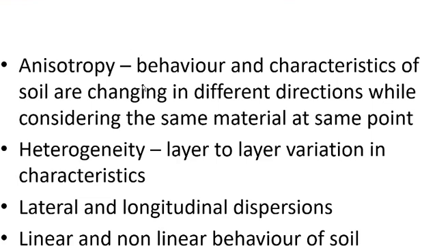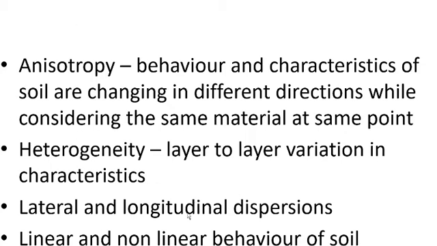So anisotropy is the behavior and characteristics of the soil which are changing in different directions. Can you understand this phenomenon, anisotropy, how it is going to behave? For example, we are only considering one point, and that one point will be behaving differently in the downward direction, in the horizontal direction, and in the lateral direction. So if it is behaving differently in different directions, then it is called anisotropy.